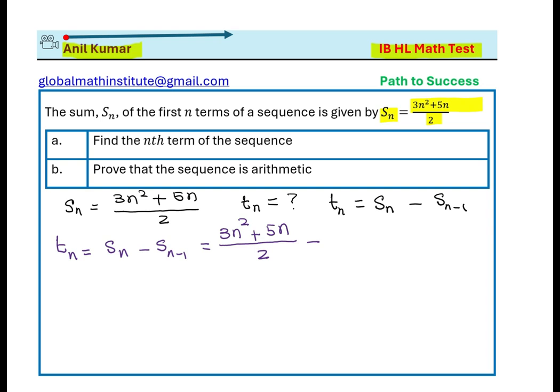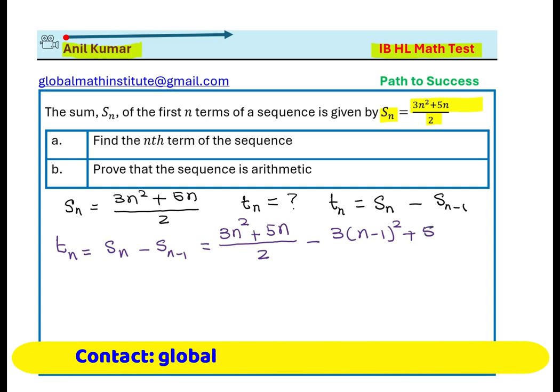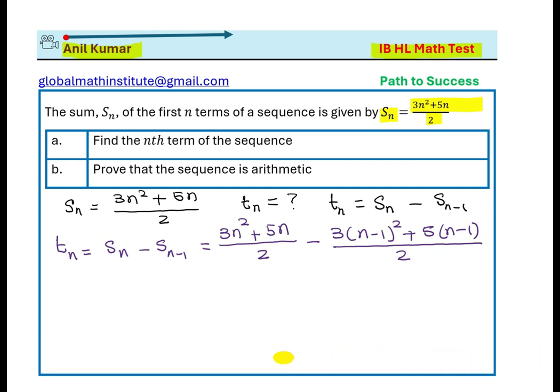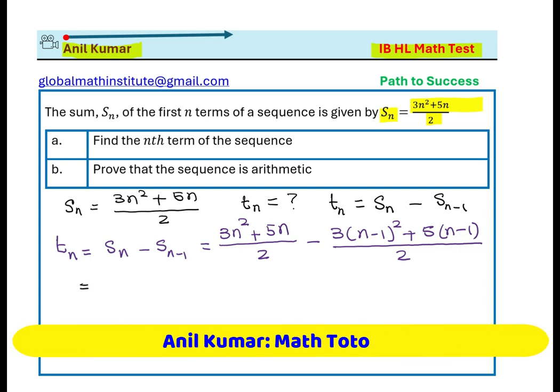So n term sum is given to you, which is 3n squared plus 5n over 2. So how do you get sum of n minus 1? Replace n with n minus 1. Perfect. So you get 3 times n minus 1 whole square plus 5 times n minus 1 over 2. So just replace n with n minus 1, you get your result, right? So now let's simplify this. To find the nth term, we can take half common.